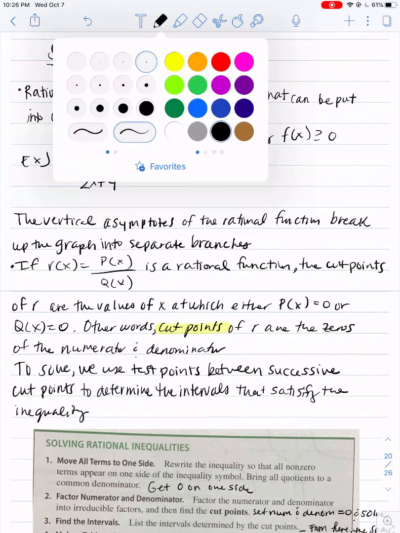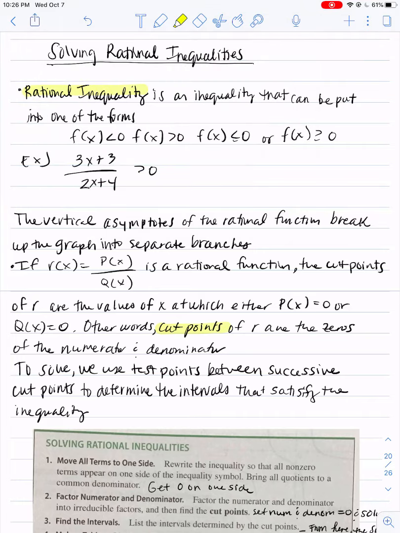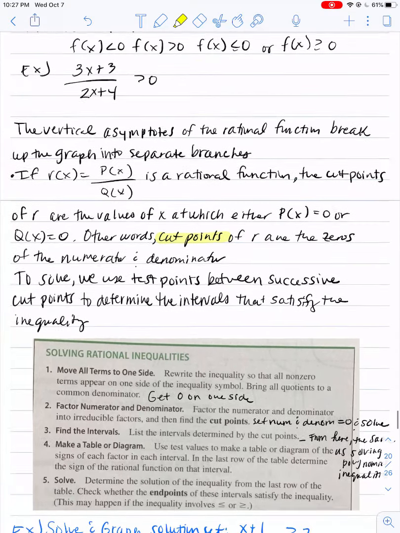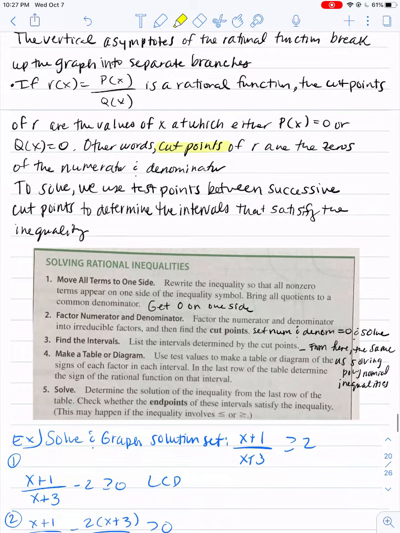Okay, so now we're going to learn how to solve rational inequalities. A rational inequality is an inequality that can be put into one of the forms f of x is less than 0, f of x is greater than 0, or equal to in both of those cases, where we have polynomials on top and bottom. An example is 3x plus 3 over 2x plus 4 is greater than 0. The vertical asymptotes of the rational function break up the graph into separate branches, basically.